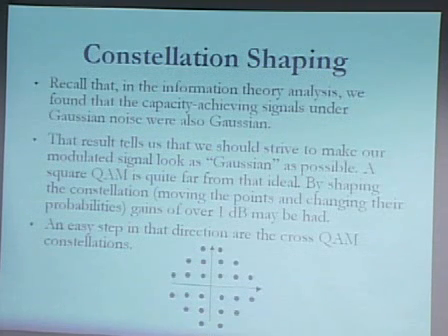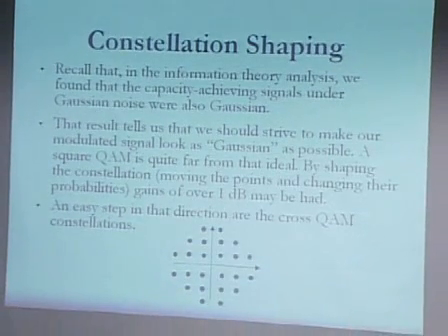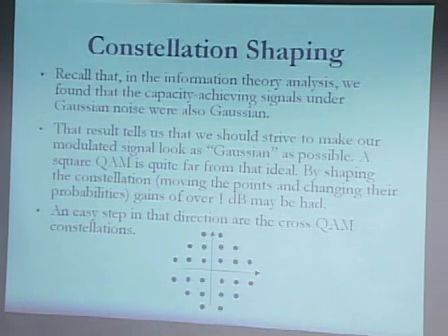Okay. A very quick notion, constellation shaping. Remember that when we talked about information theory in chapter 4, and that's something we just brushed over, you may recall we said that to achieve capacity, the signals had to be Gaussian, right? Which is a mathematical idealization. But that result tells us that we should try to make our modulated signals look as Gaussian as possible. And a square QAM is quite far from looking Gaussian. So we can improve it by doing something called shaping.